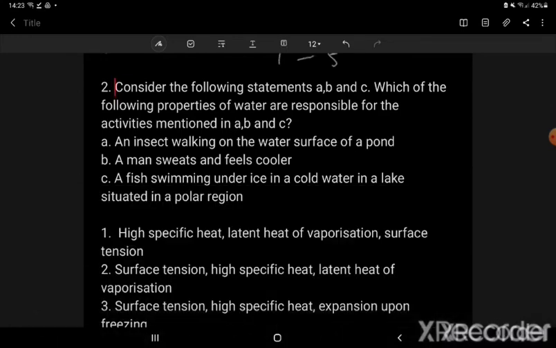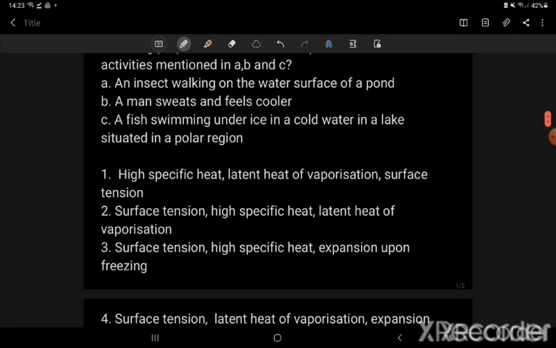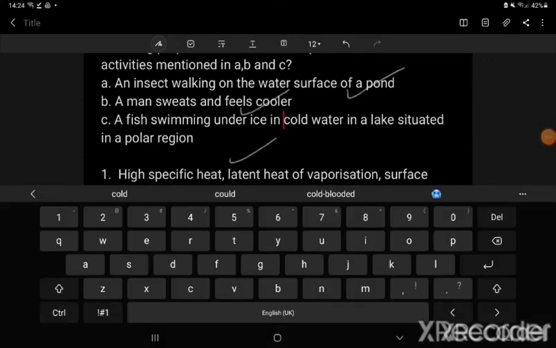Consider the following statements A, B and C. Which of the following properties of water are responsible for the activities mentioned in A, B, and C? So we discussed very nicely about this, right? Statement A says an insect walking on the water surface of a pond. Then a man sweats and feels cooler. Third statement says a fish swimming under ice in cold water in a lake.